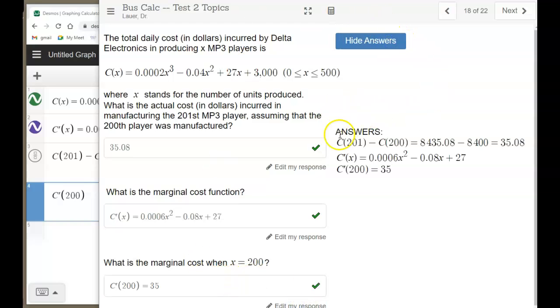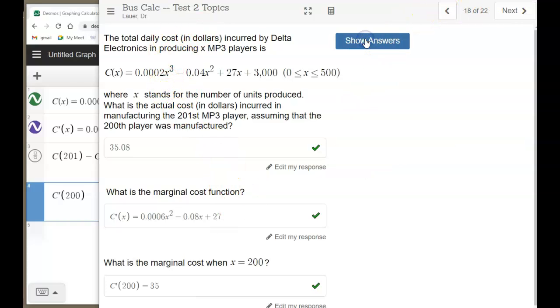I could also show the answers here, and they're showing. They will not show on the test. These I'd have to write on paper. So you'll see the problem and you'll need to write it on paper. You can hide the answers too so you can play with it again.